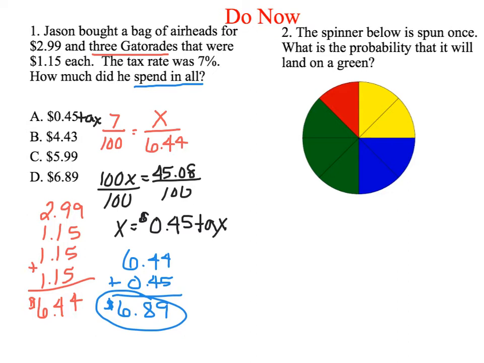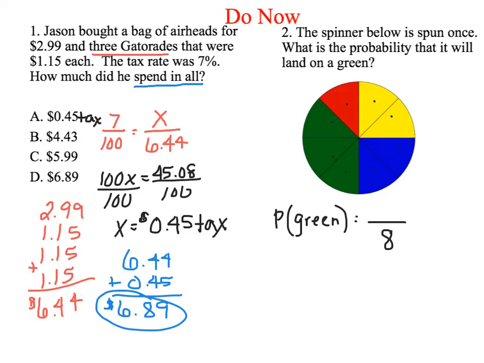Number 2 is a simple probability problem that we did yesterday. We are looking for the probability, P, that we will land on a green. So we want the probability that we'll get a green. I see that I have 8 wedges. So I have 8 different outcomes. 1, 2, 3, 4, 5, 6, 7, 8.